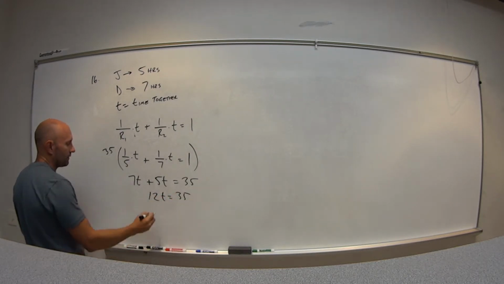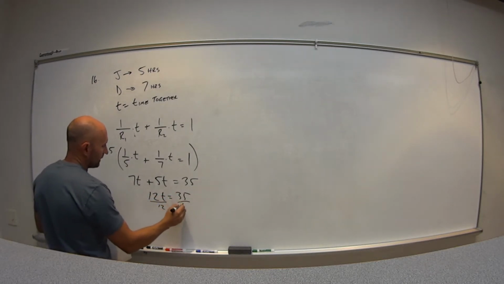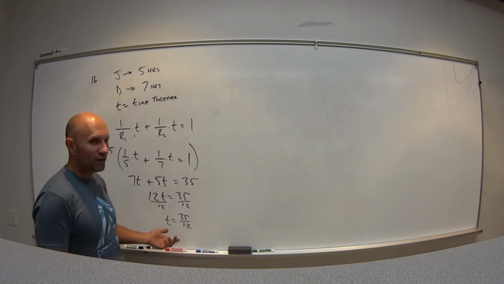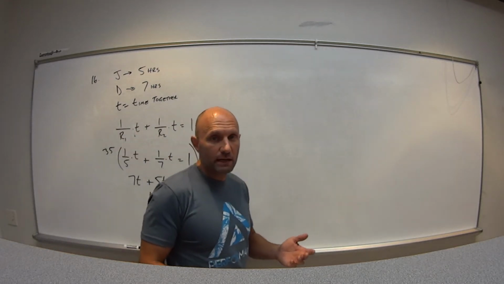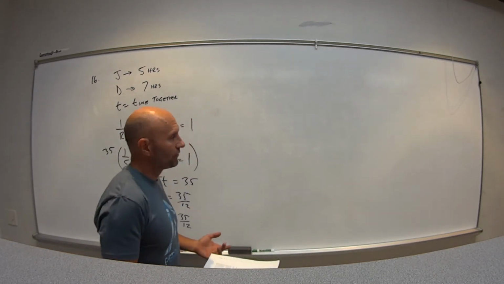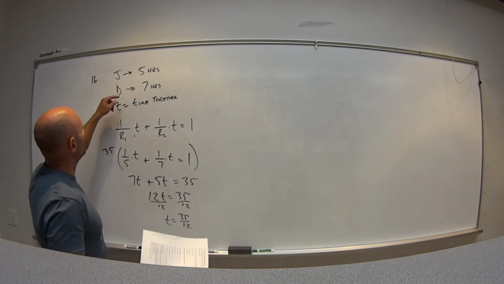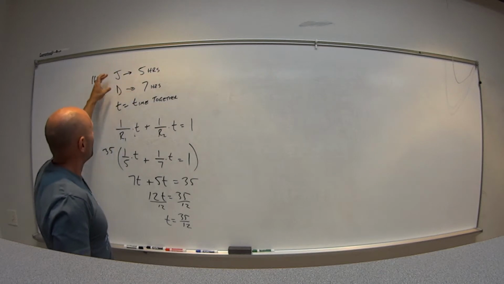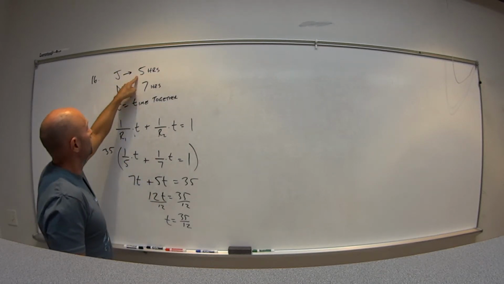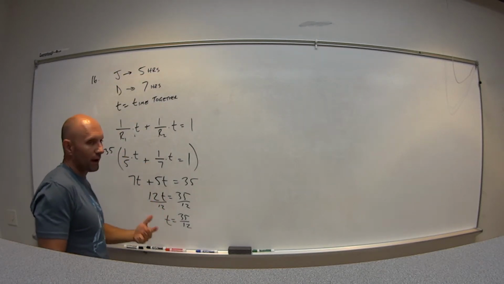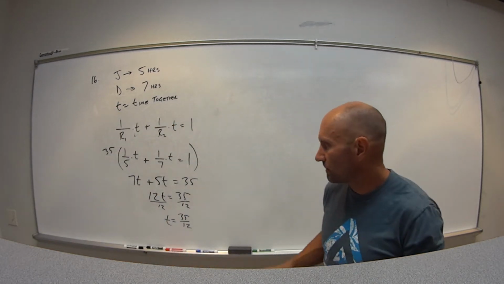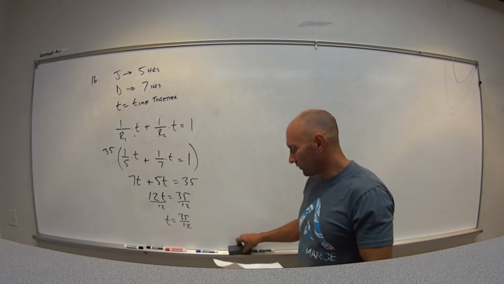12T is 35. And divide both sides by 12. Tells me that T is 35 divided by 12. That's just under 3 hours. And does that make sense? Well, it does, because Jerry can do it by himself in 5 hours. So if he's got David's help, he should be able to do it in less than 5 hours. So having an answer of about 3 seems reasonable to us. So that's number 16.